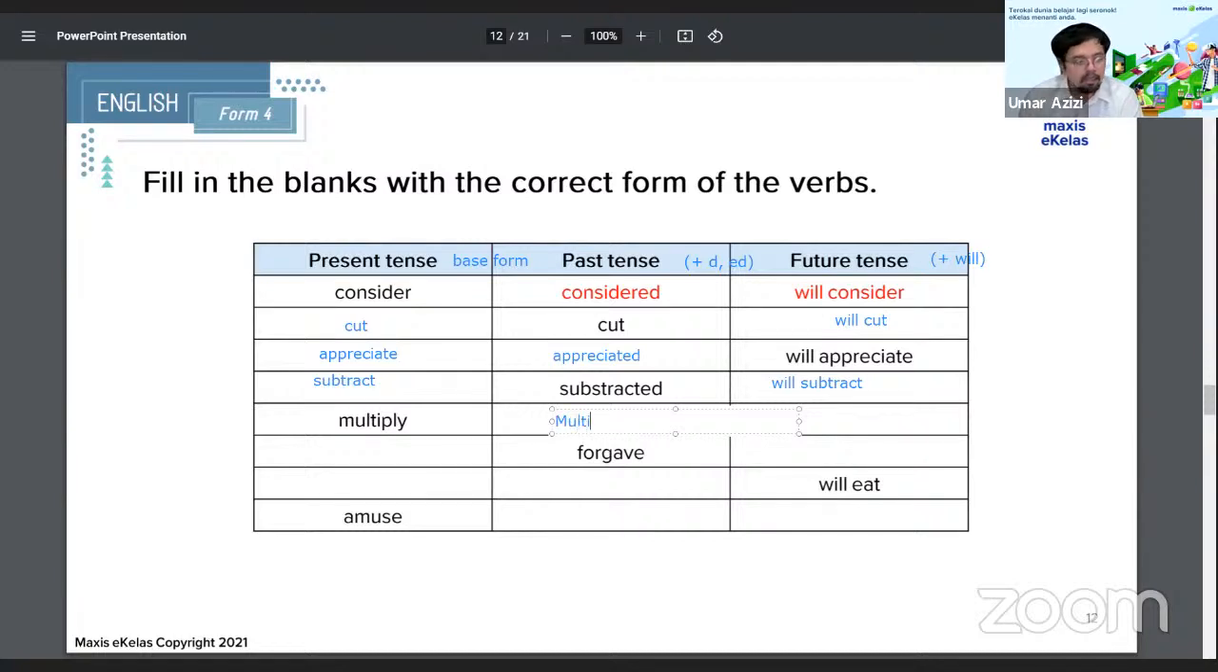So multiplied. Change the Y to I and add an ED. This is specifically for words that end with the letter Y. And then for future tense, just take multiply and add a will to it. So it's will multiply. Animals multiply daily, present tense. My rabbits have multiplied, past tense.